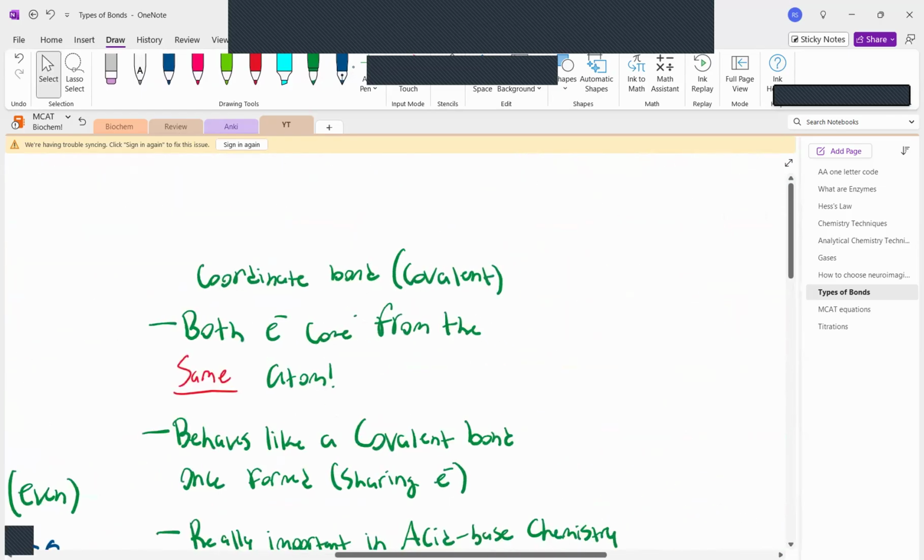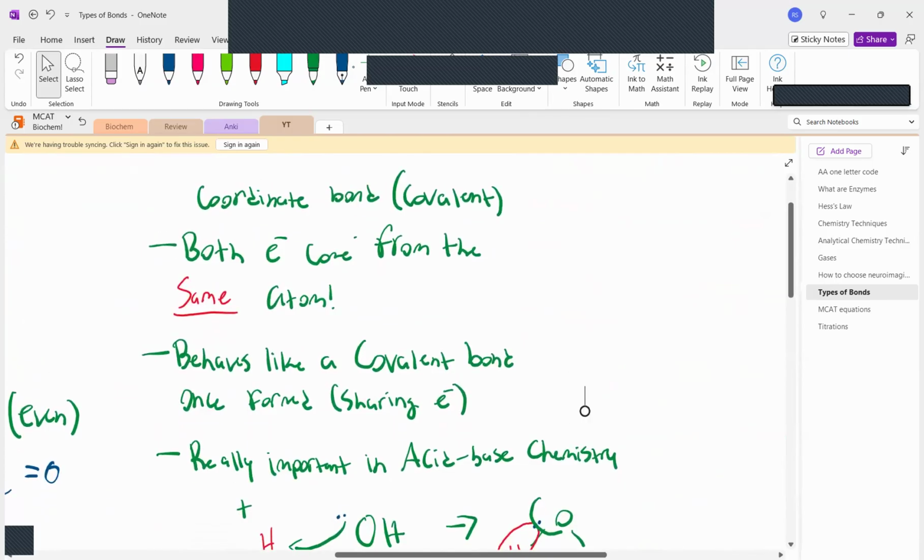And then coordinate bond, this is kind of the last type. A lot of times you'll see on the MCAT, it's like, oh, you have this and this element. Is it a coordinate bond covalent or is it a coordinate bond ionic? It's always going to be covalent. There's no such thing as a coordinate bond that's ionic. And what is a coordinate bond? Basically both electrons come from the same atom.